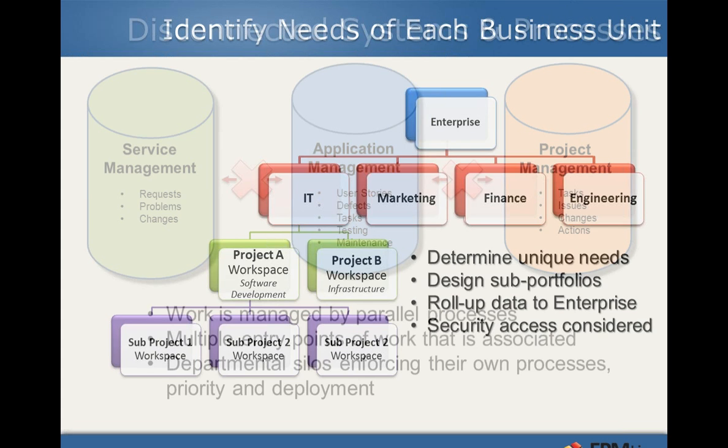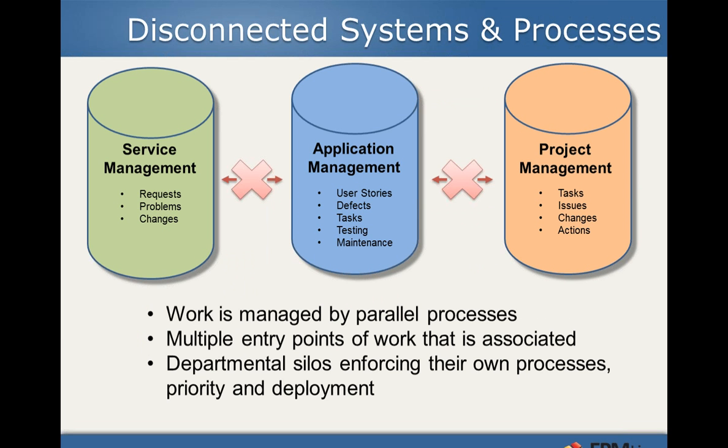The other key is that most organizations, with the different types of work we talked about, whether traditional projects, more agile application development and management, or more ad hoc service requests, typically what's found out there today, based upon just need and the way it's been in the past, is that these things have all been disconnected systems and processes, separate silos of information, separate applications, separate databases. And the work is being managed by parallel processes that really don't cross or connect with one another.